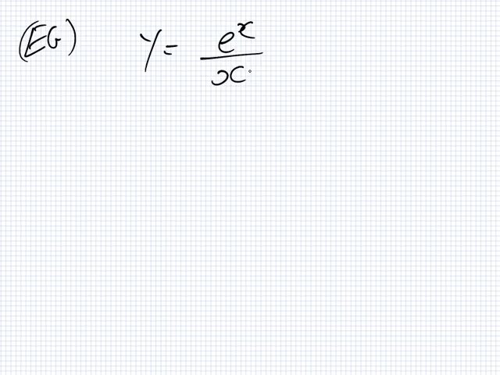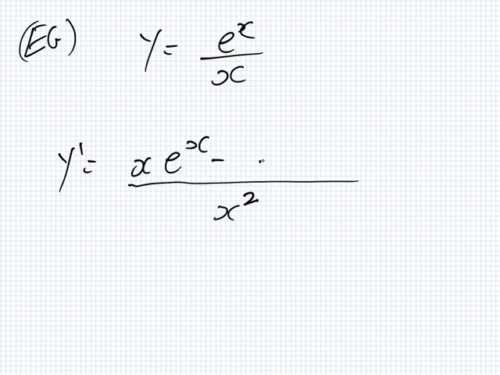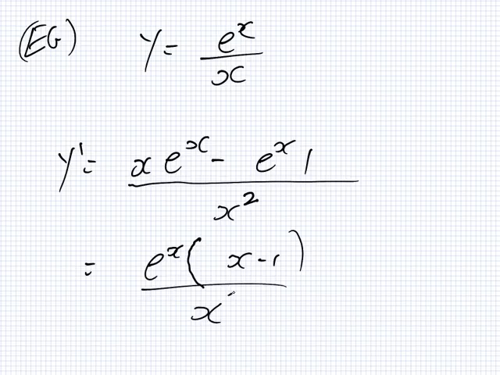Right, let's have a look here. Right. So it's the bottom squared, the bottom times derivative of the top minus the top times derivative of the bottom. What can we take out? Take out e to the x. e to the x bracket x minus 1 over x squared. Bracket. Alright, we got this?